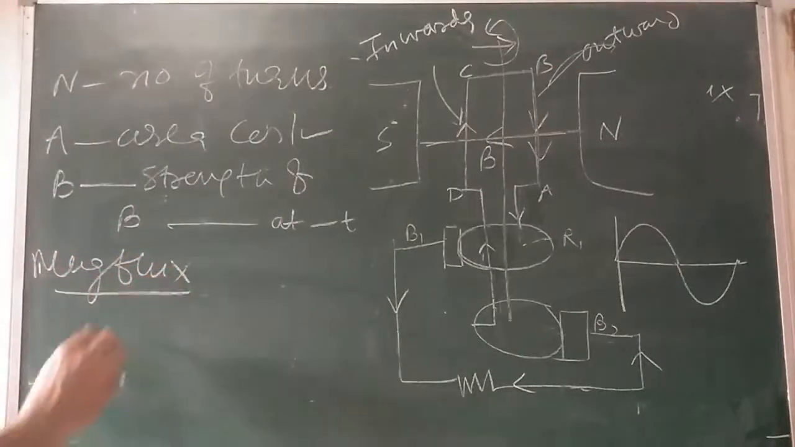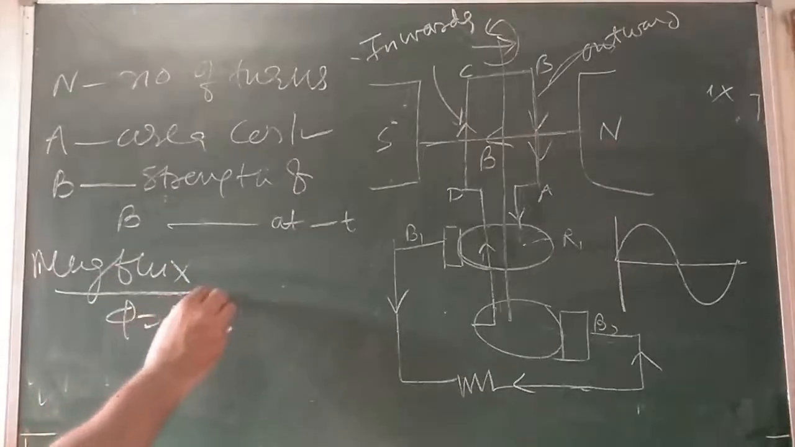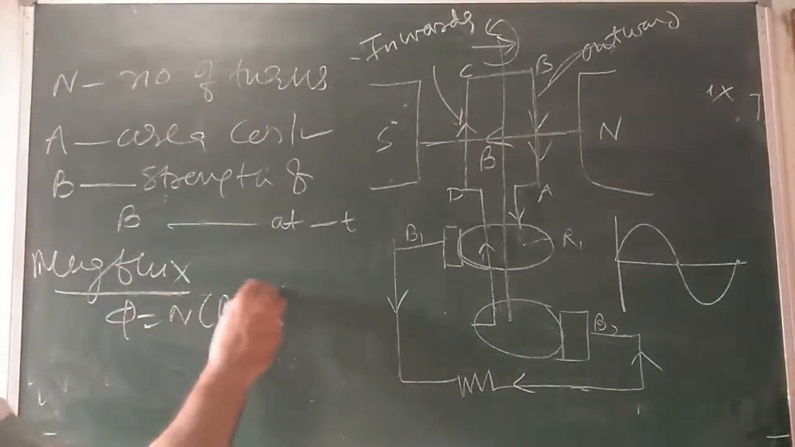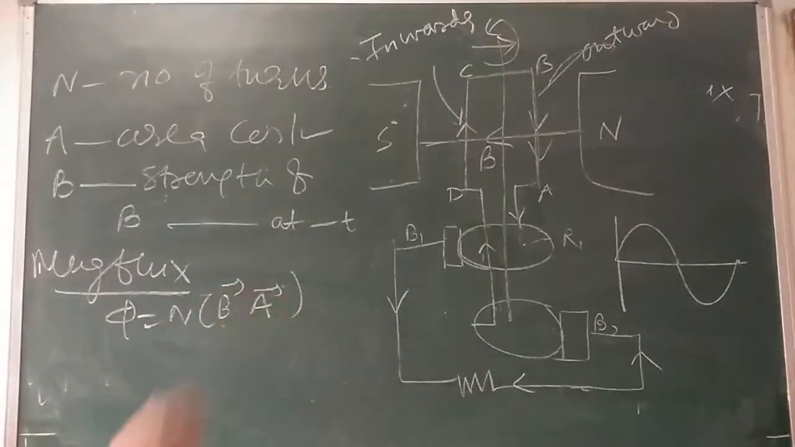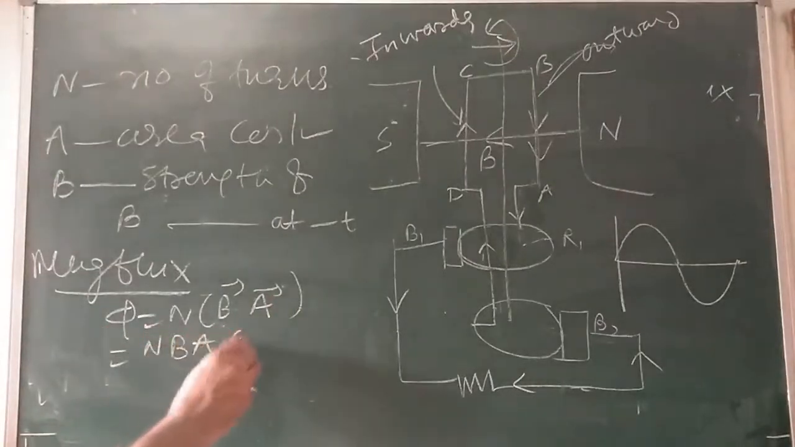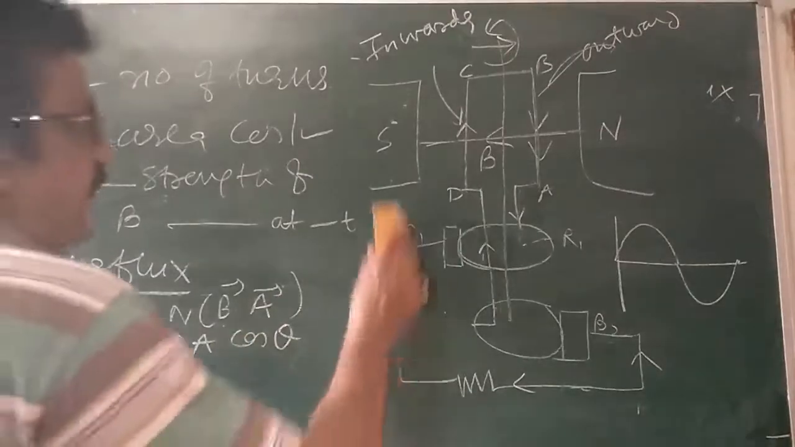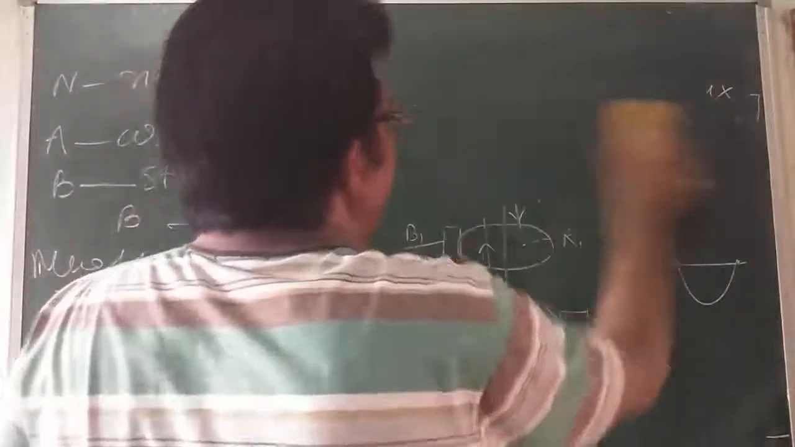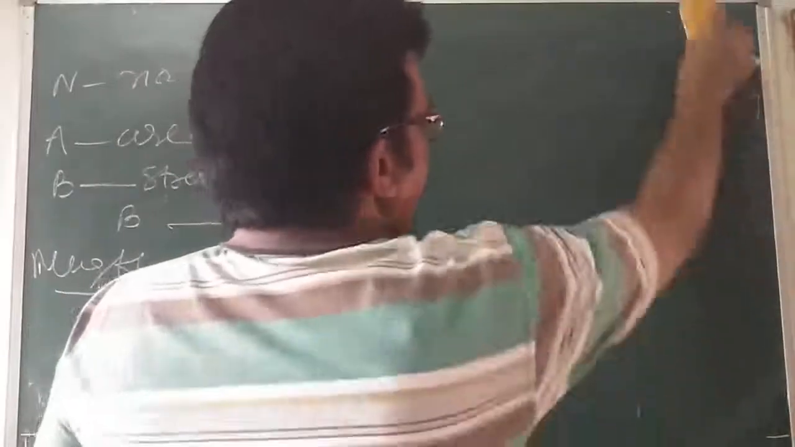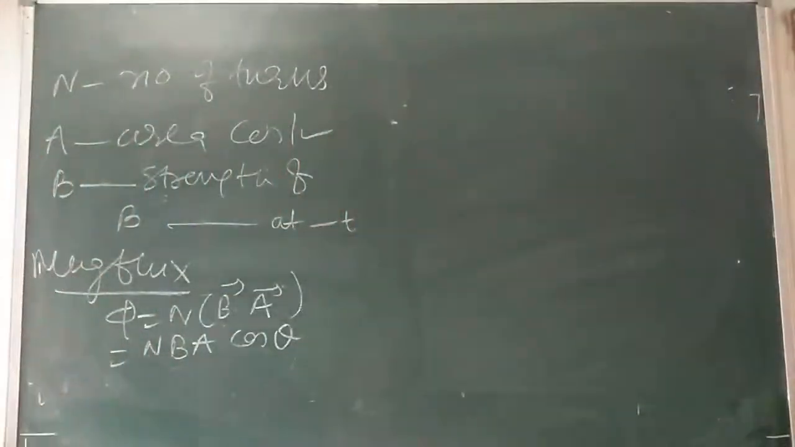We know the formula phi is equal to number of turns times B dot A. That is BA cos theta. So I can write here NBA cos of theta. The theta is the angle in between the magnetic field and the plane of the coil.